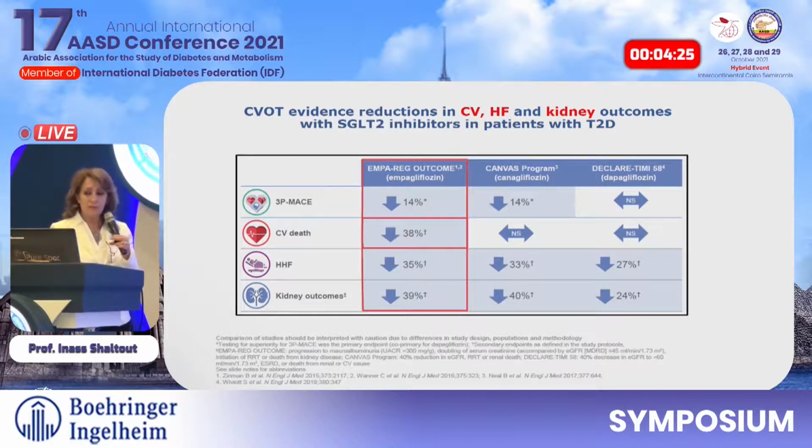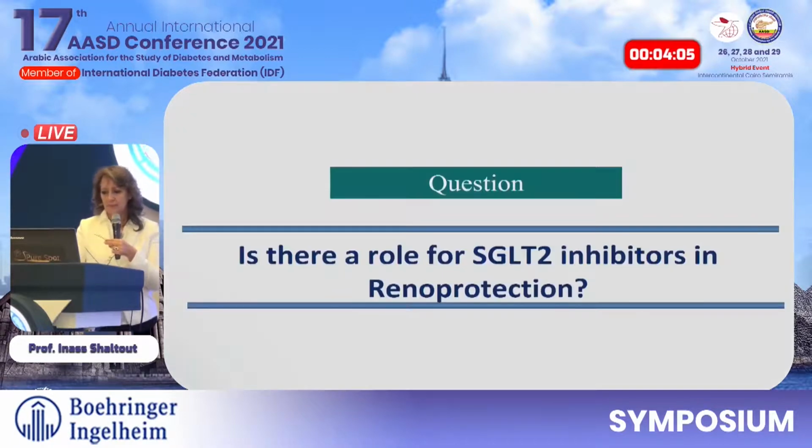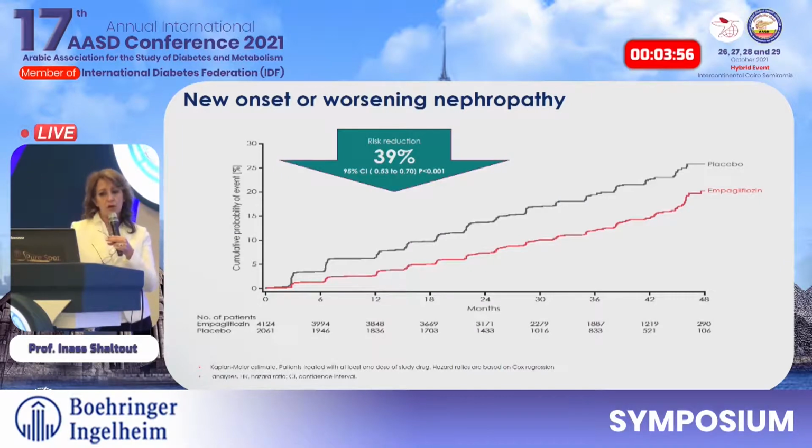For kidney outcomes, reduction of 39% with empagliflozin, 40% with canagliflozin, and 24% with dapagliflozin. This is a clear comparison between the molecules. All the molecules are beneficial, but each one has its powerful points. I come now to this important question: is there a role for SGLT2 inhibitors in renal protection or not? Yes, and this is the data.